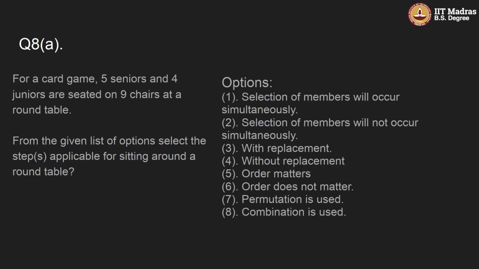Now, question 8. For a card game, 5 seniors and 4 juniors are seated on 9 chairs at a round table. Okay, here we have a round table. How many seniors are there? 5 seniors are there. Okay, and we have 4 juniors. Now, from the given list of options, select the steps applicable for sitting around a round table. So these are the options. The options are: selection of members will occur simultaneously, selection of members will not occur simultaneously, with replacement, without replacement, order matters, order does not matter, permutation is used, and combination is used. So we have to select the options here.